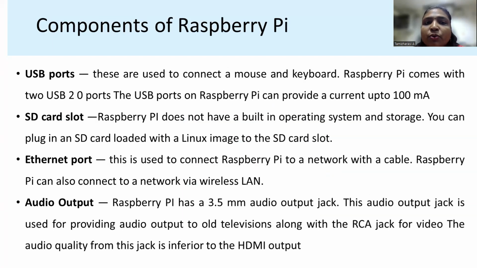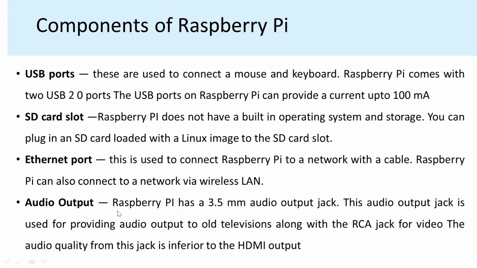With the USB port, you can connect a mouse or a keyboard. The Raspberry Pi supports two USB ports, and you can draw current up to 100 amps. Then you have the SD card slot, which you can use for storage. And then you have the Ethernet port, which can be used to connect to a network or a wireless area network. You can connect the Raspberry Pi to a network using a cable, or you can also use wireless.